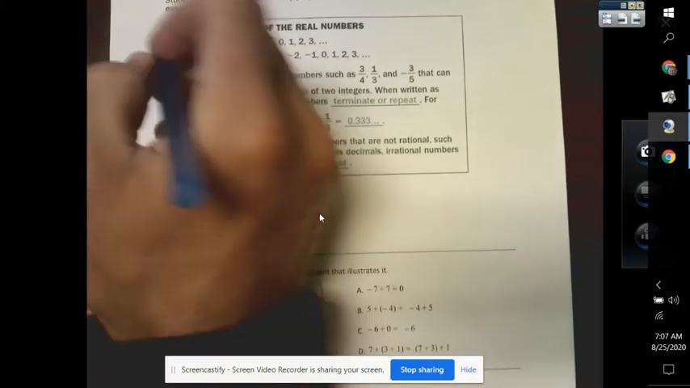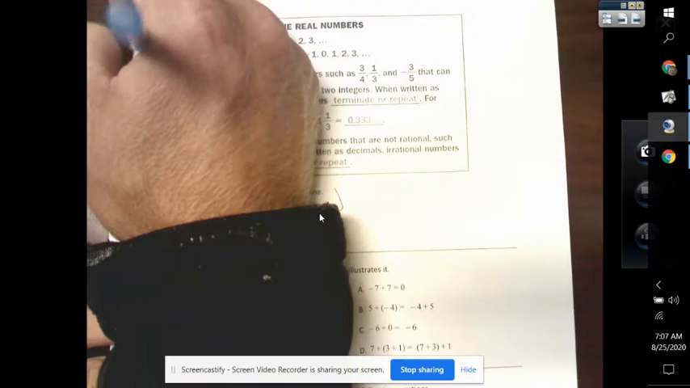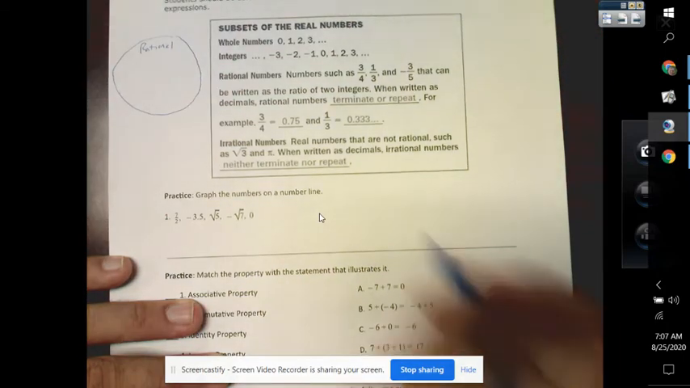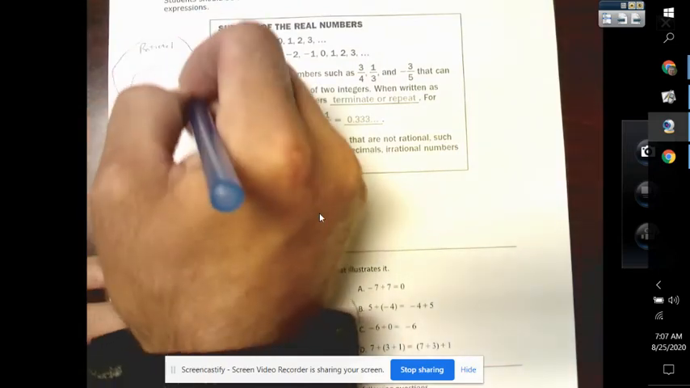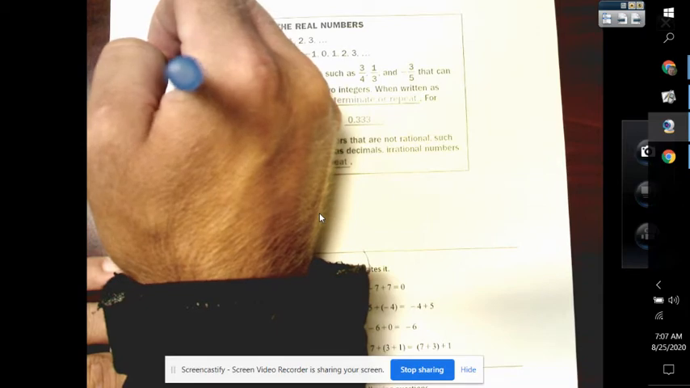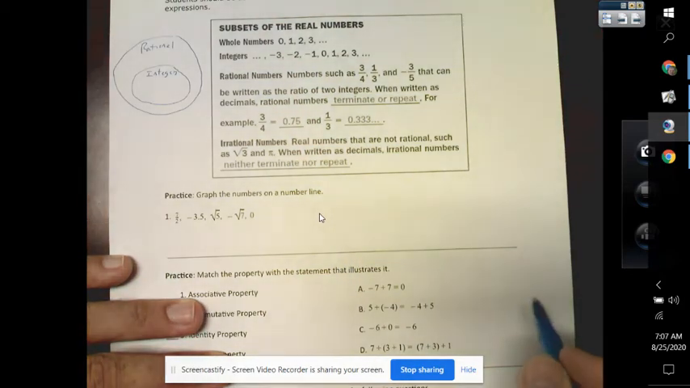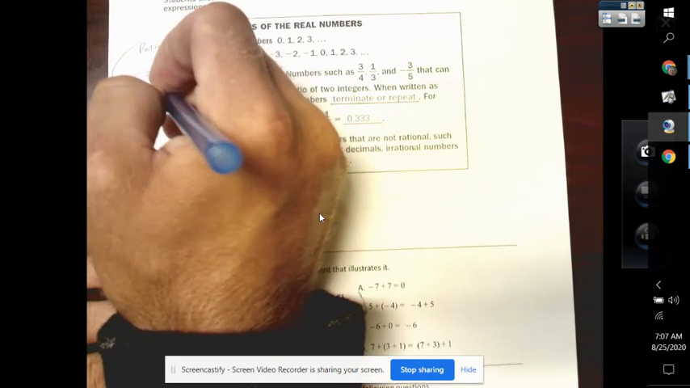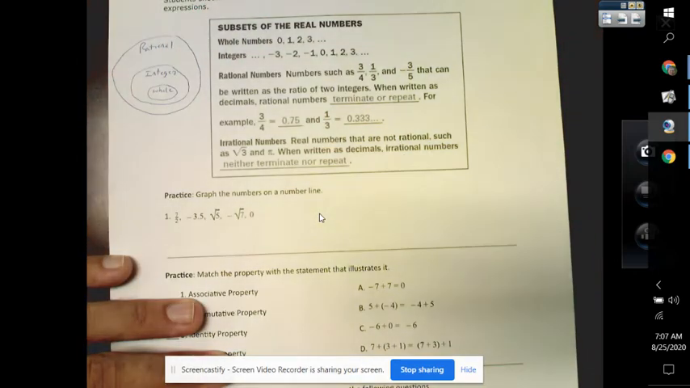So if you had to take a look at this, if you had a big circle, you've got rational numbers. Inside of that, you have integers, so like you have a subset of that, integers. My handwriting is terrible, I apologize. And then inside of that, you have whole numbers. So you're noticing it getting smaller every time, a little bit more specific, okay?